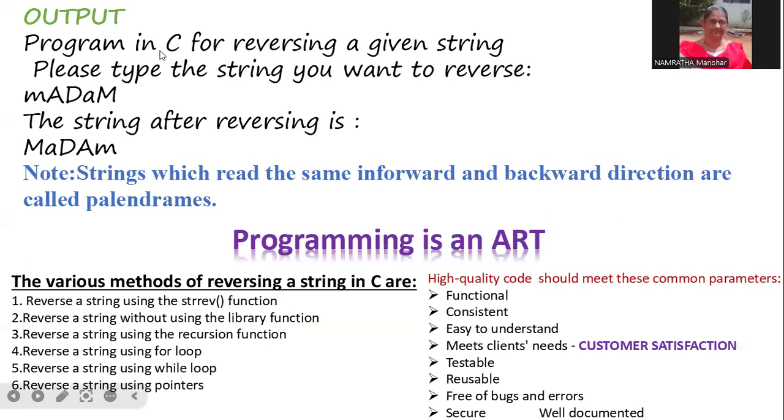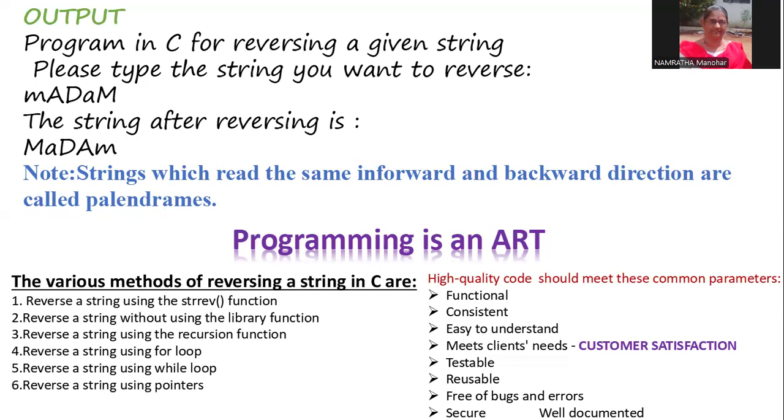The output is: program in C for reversing a given string. Please type the string you want to enter. This is the message we had displayed in the printf. So I am entering the string Madam: capital M, small a, small d, small a, small m. So the string after reversing is M, a, d, a, m, so in the reverse order. So you can see this printed in the reverse order.